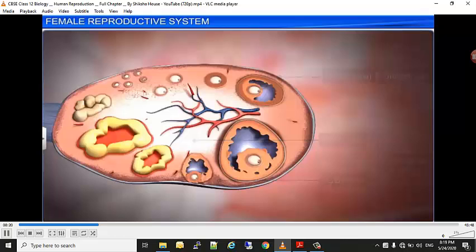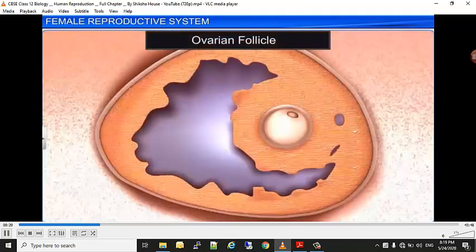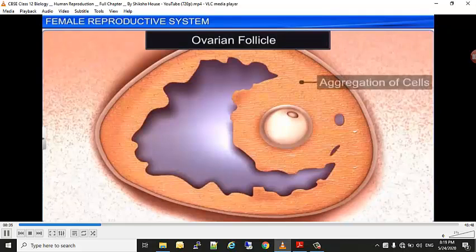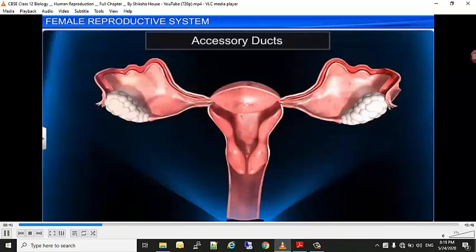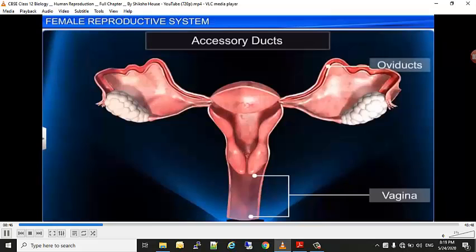The outer cortex consists of many ovarian follicles in different stages of development. The ovarian follicle is the basic unit of the female reproductive system. Once again I will tell, the ovarian follicle is a basic unit of the female reproductive system and is composed of a roughly spherical aggregation of cells found in the ovary. The accessory glands or ducts of the female reproductive system are vagina, oviduct, and the uterus.